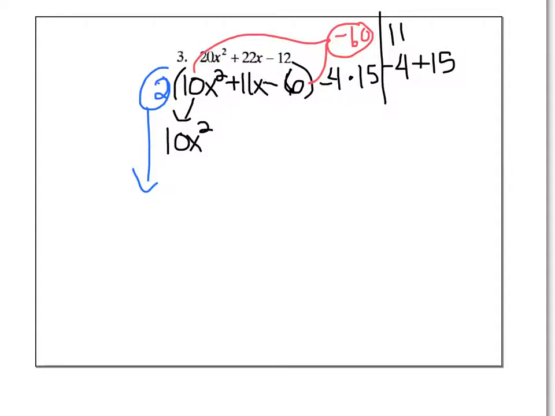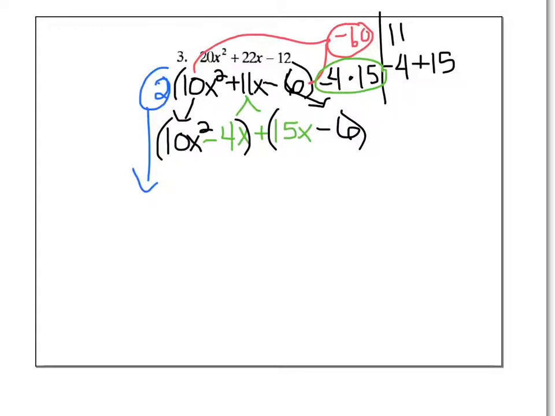And we separate the 11x into its two factors. Since one of them is negative, we want to put the negative first. So 10x squared minus 4x plus 15x. And then bring down the minus 6. So now that we have 4 terms, the entire purpose of 4 terms is so that we can group. So we group the first two terms in parentheses and the second two, leaving that plus in the middle.